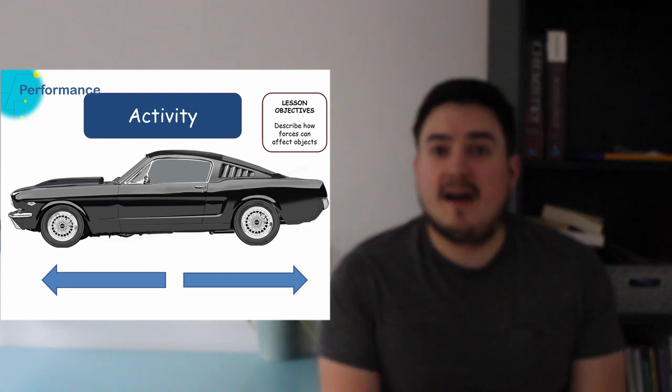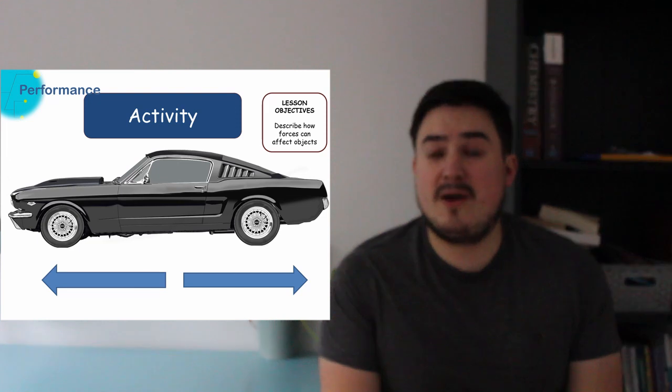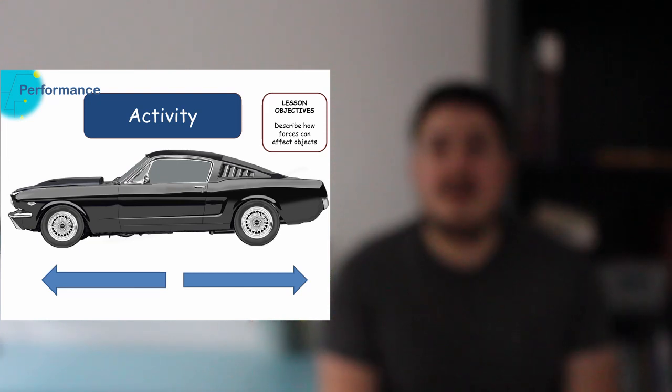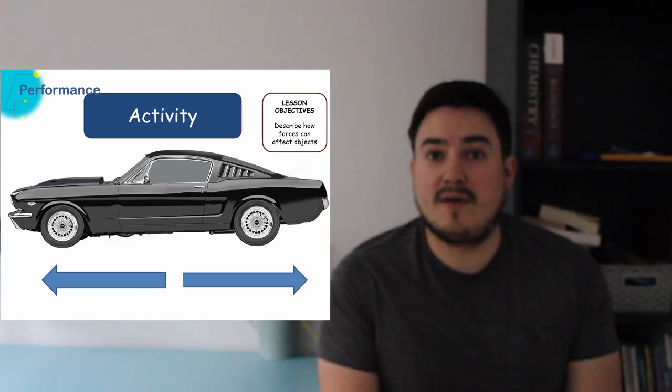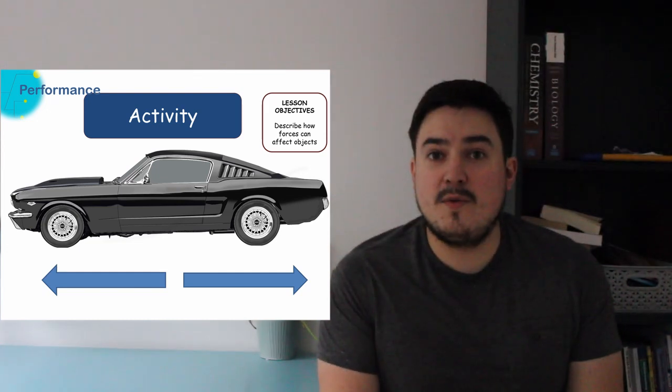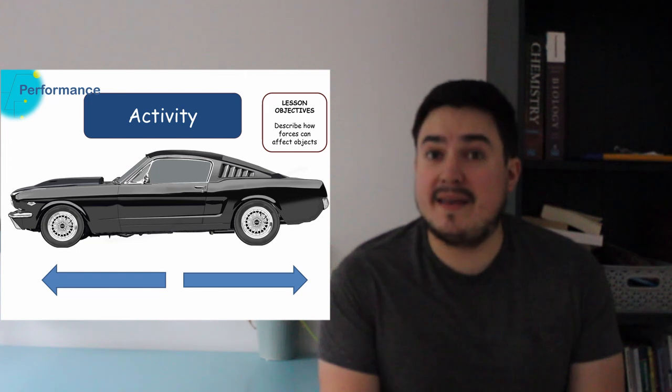The speed of this car will remain at whatever speed it is at to begin with. So if it's travelling at 0 miles per hour, it'll keep travelling at that speed. If it's travelling at 30 miles per hour, it will keep travelling at 30 miles per hour. The only way to increase its speed is to unbalance these forces.